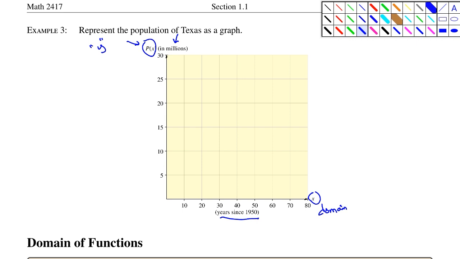And also provide the tick marks, right? The labelings here, right? So 10, 20, 30, etc. And then 5, 10, 15, 20, etc. Right? So that's the elements of a good graph.